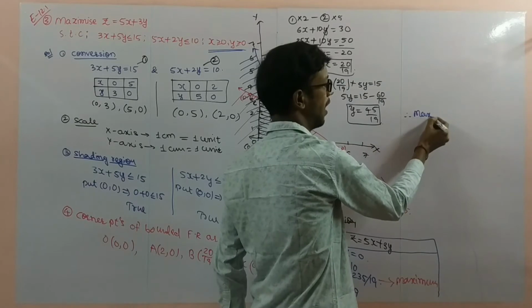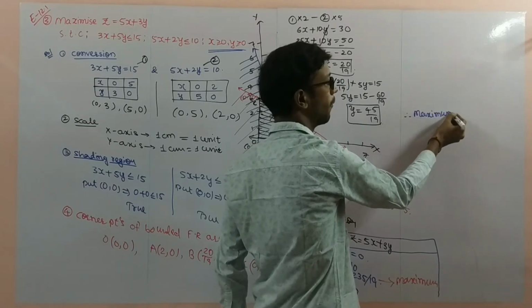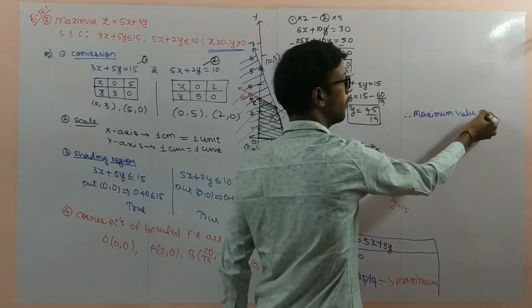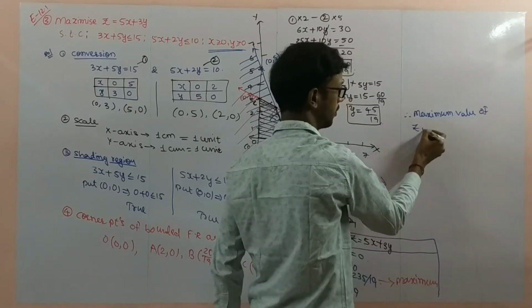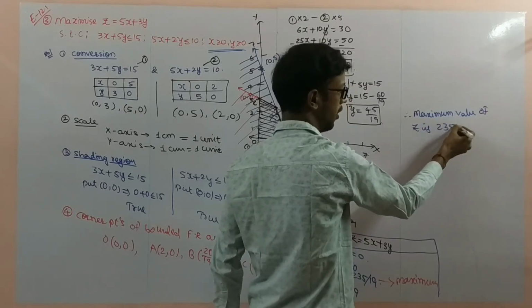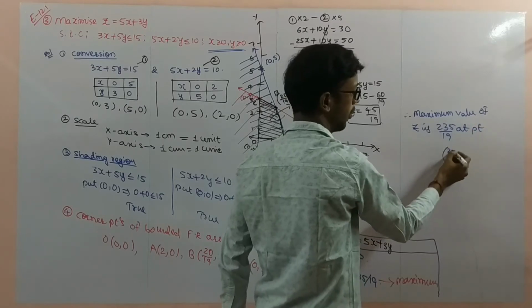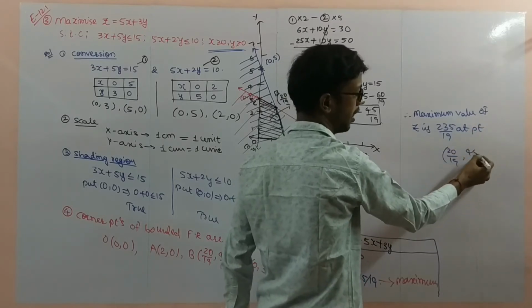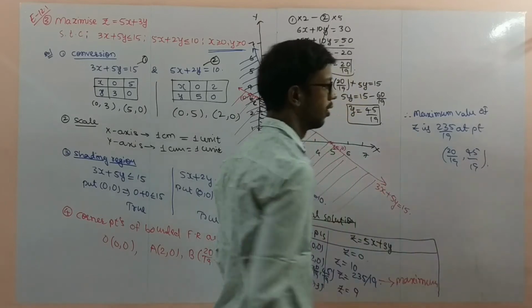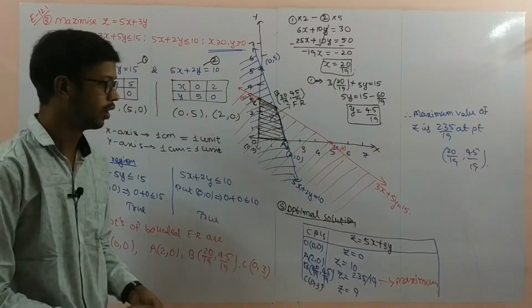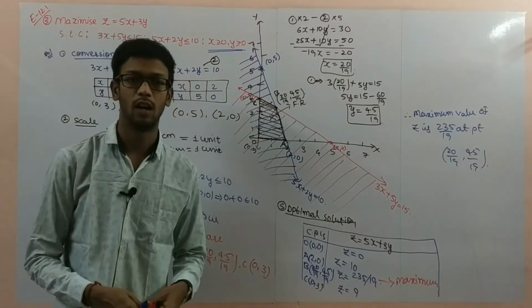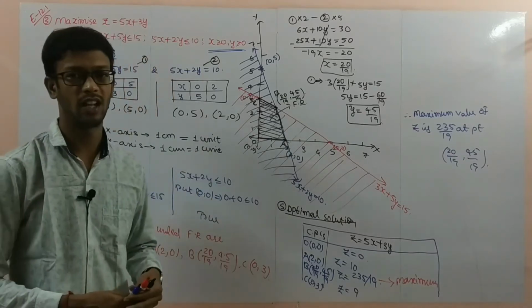Therefore, the maximum value of Z is 235 by 19 at the point 20 by 19, 45 by 19. You have to write the final conclusion. So this is the way of finding the maximum of Z by using the graph.